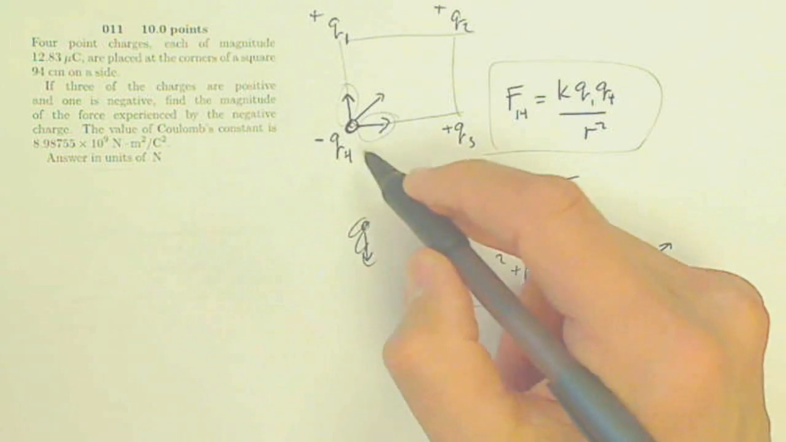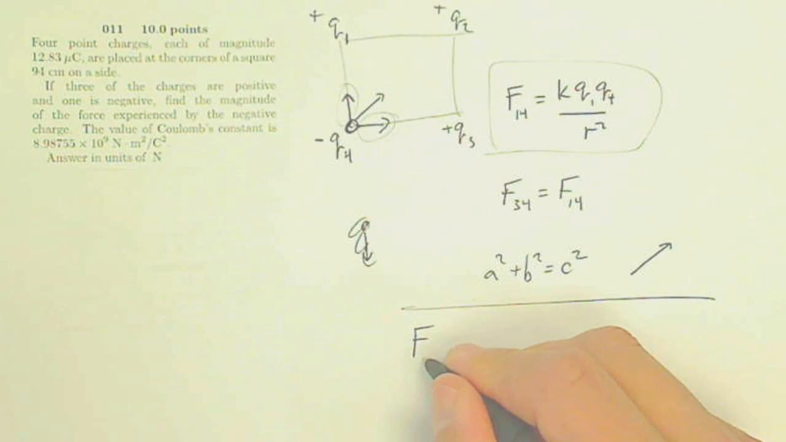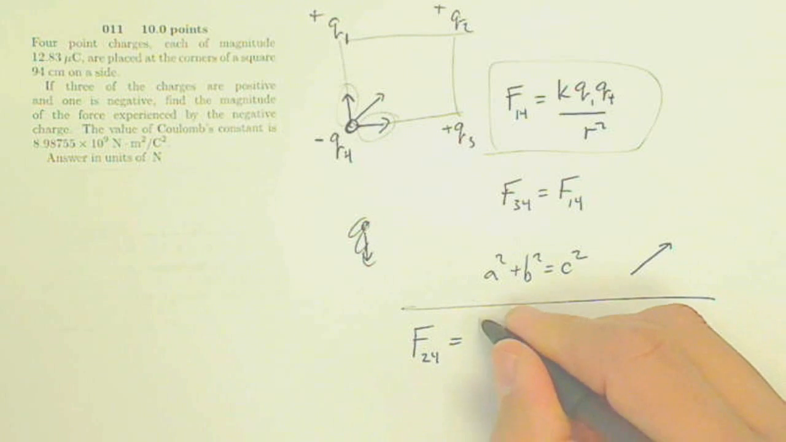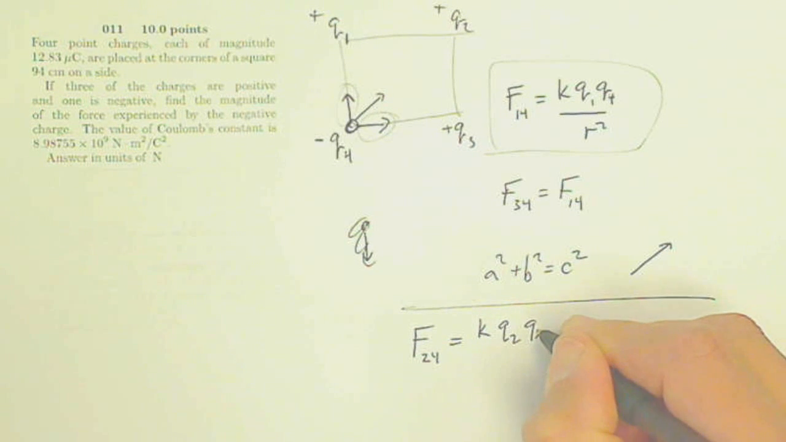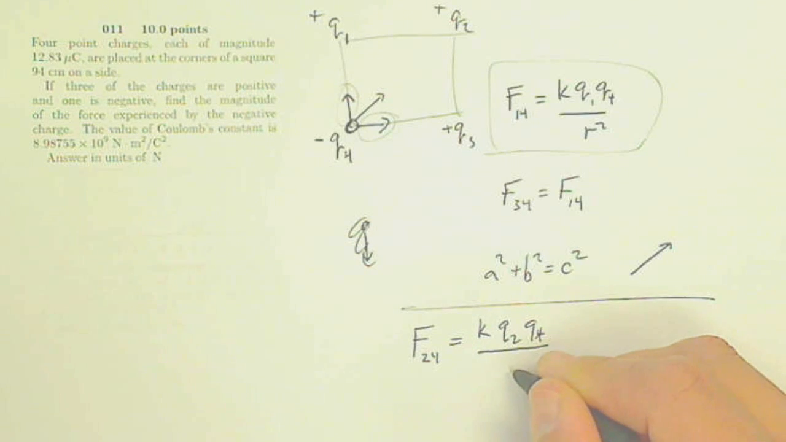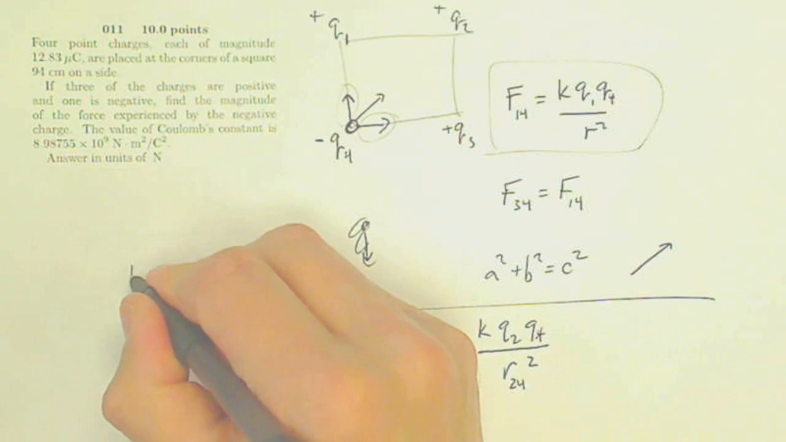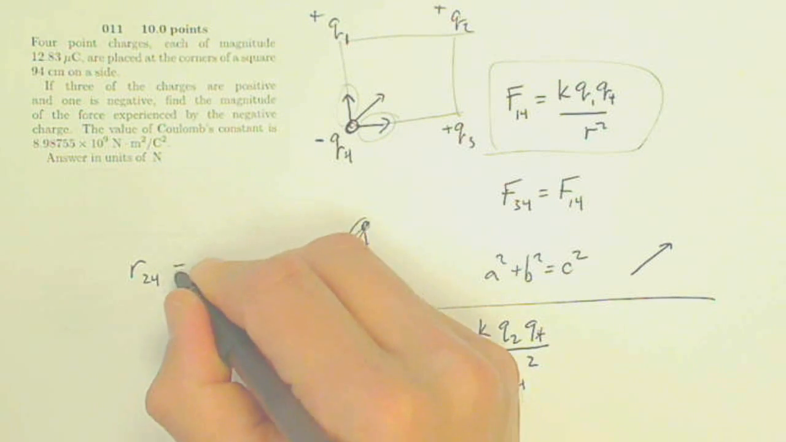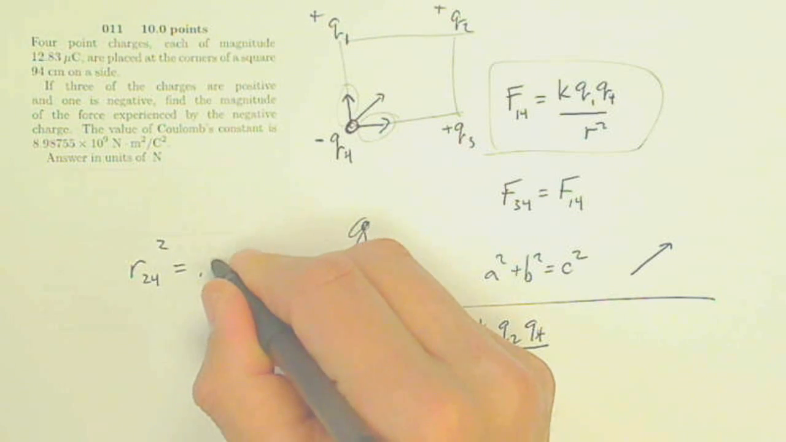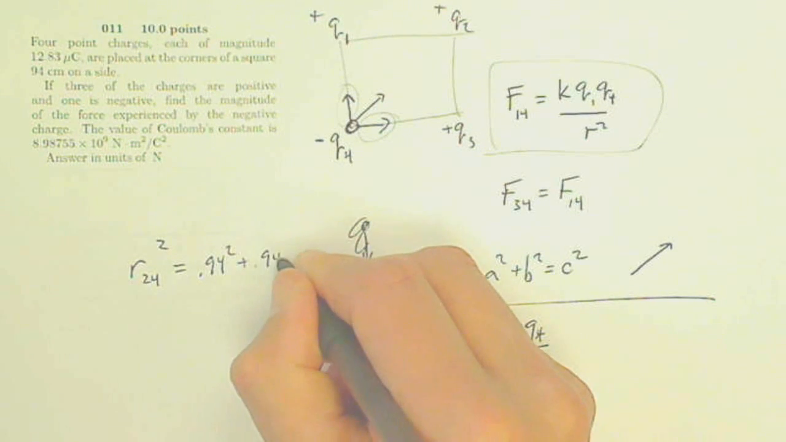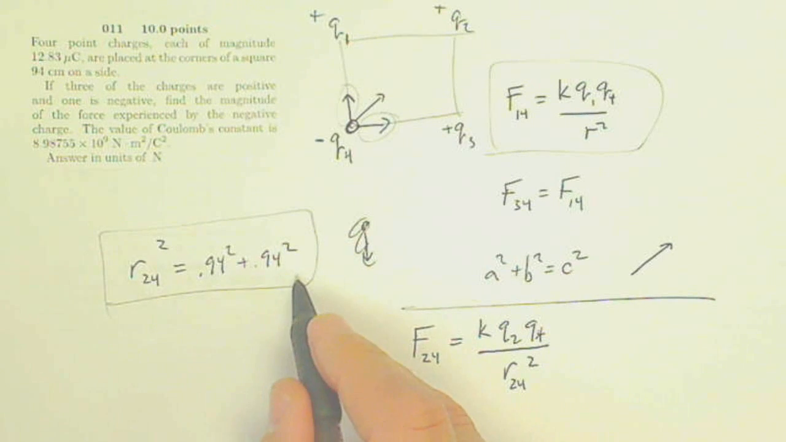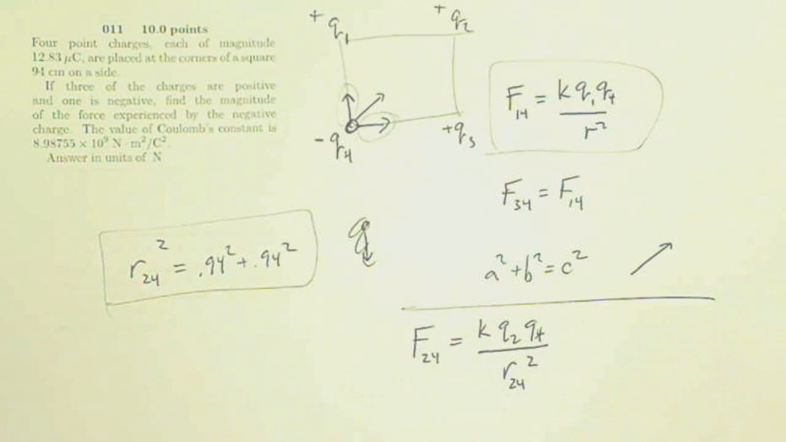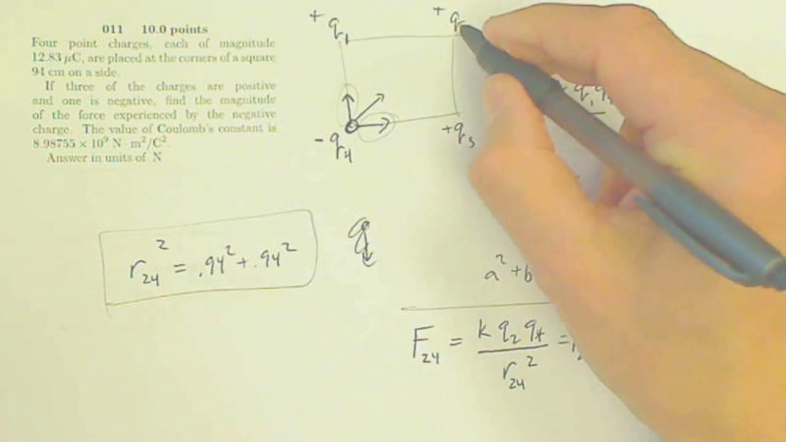Then I've got to find out my other force, between 2 and 4. So my force between 2 and 4 is going to be k Q2 Q4 divided by the distance between 2 and 4 squared. And so that distance squared is going to be 0.94 squared plus 0.94 squared. You can do a Pythagoras on those, but I'm looking for r squared here anyway. It's a little bit of math, but the answer for that one also will be pointed in that same direction, towards this Q2.